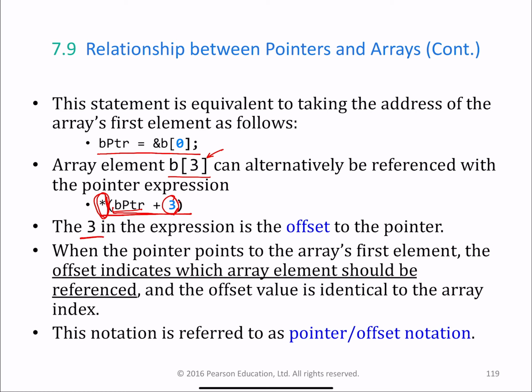3 in this case is the offset to the pointer in terms of number of elements of the array. The offset is then simply an indication as to which element of the array should be accessed or is being referenced. So it is performing the same job as the index number in the index notation of accessing arrays. This notation is called pointer offset notation.